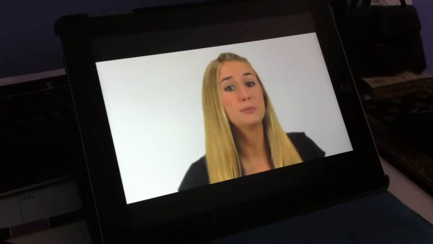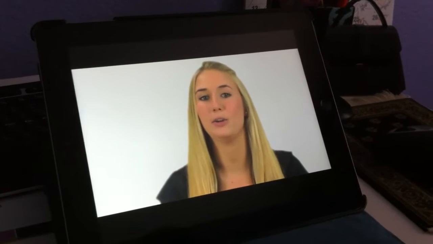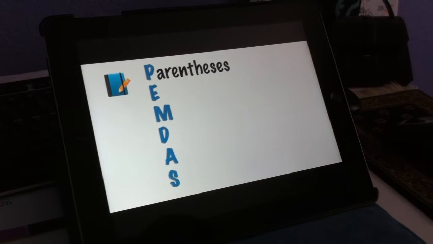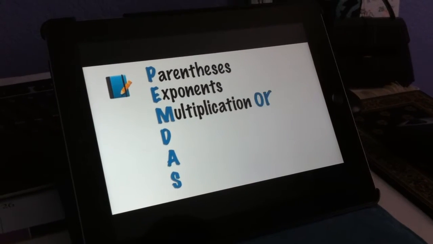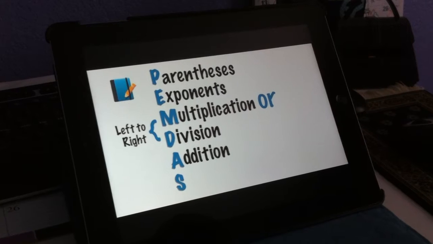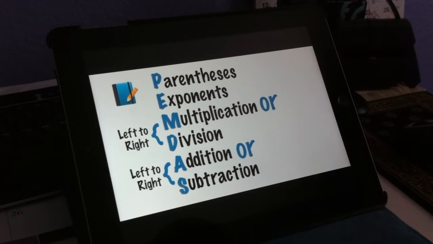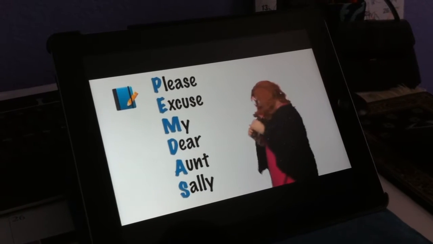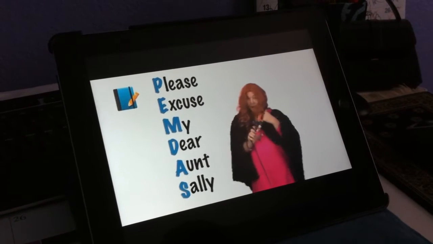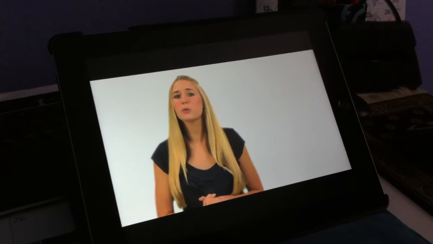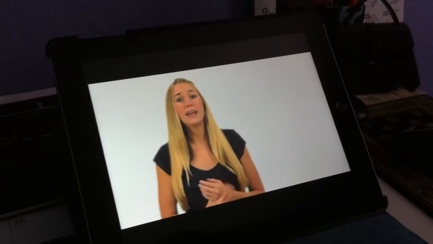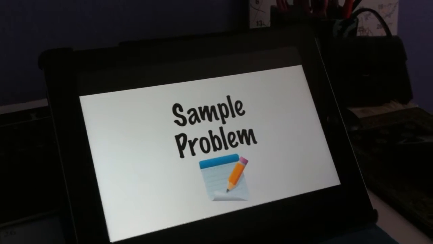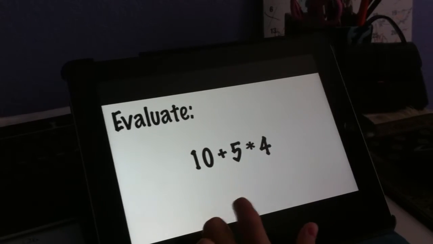Just in case you've been asleep through the previous lessons, let me remind you what the order of operations are. Parentheses, exponents, multiplication or division from left to right, addition or subtraction from left to right. Or, please excuse my dear Aunt Sally. Remember, we read from left to right in the last two steps. In today's problems, you're going to be shown a relatively small problem and asked to compute the final answer. Here is our first sample problem. Evaluate 10 plus 5 times 4.